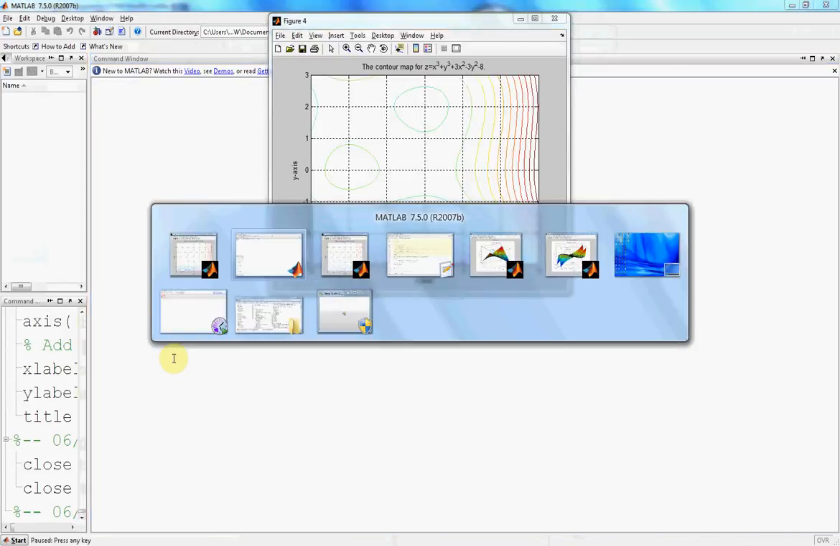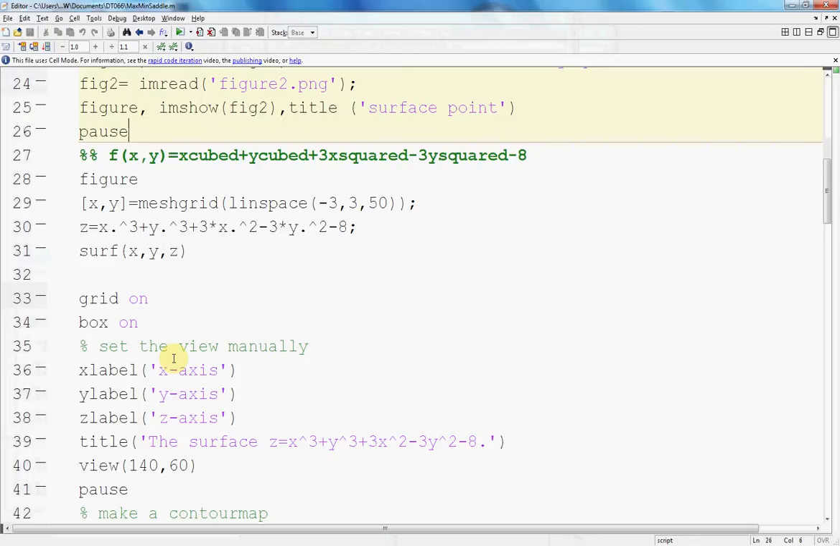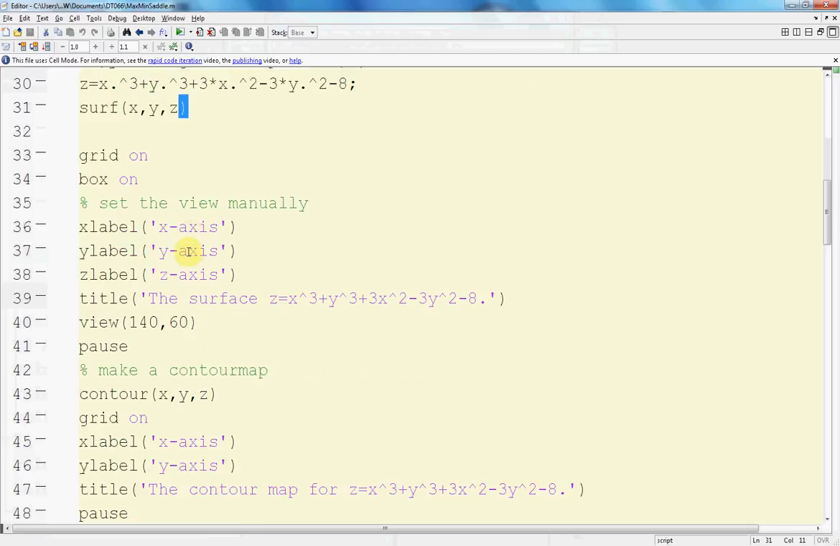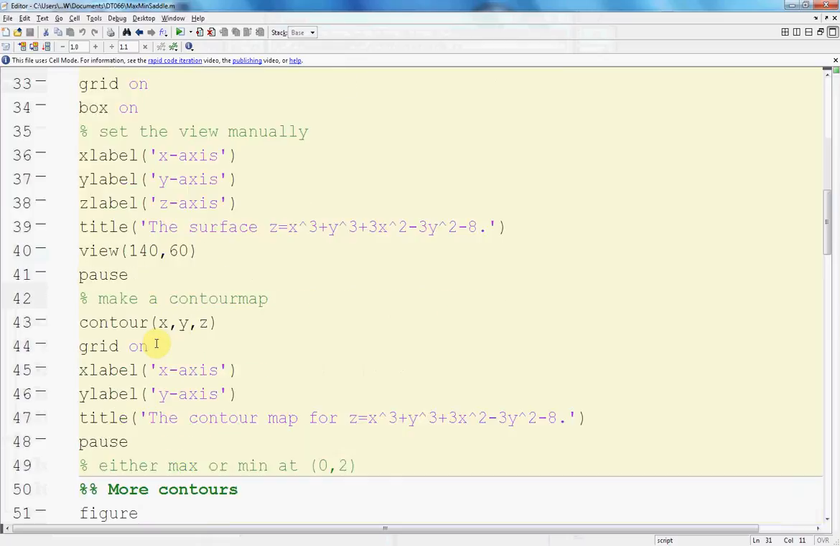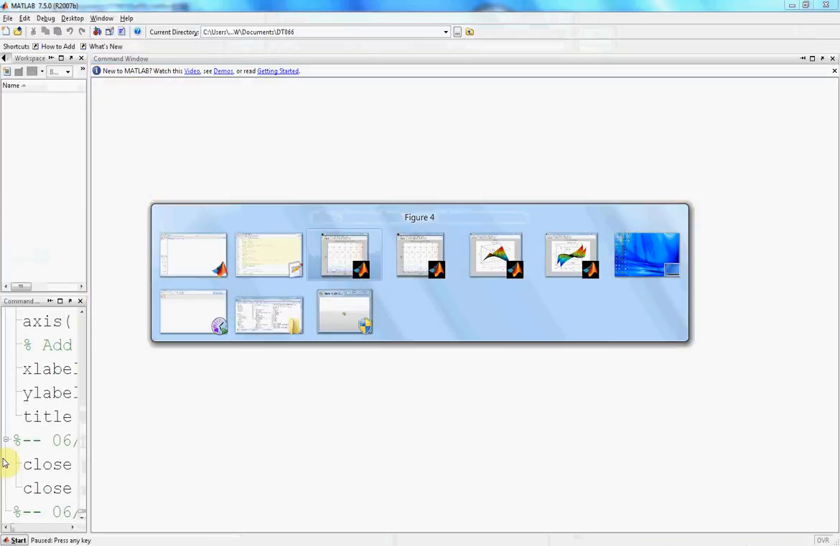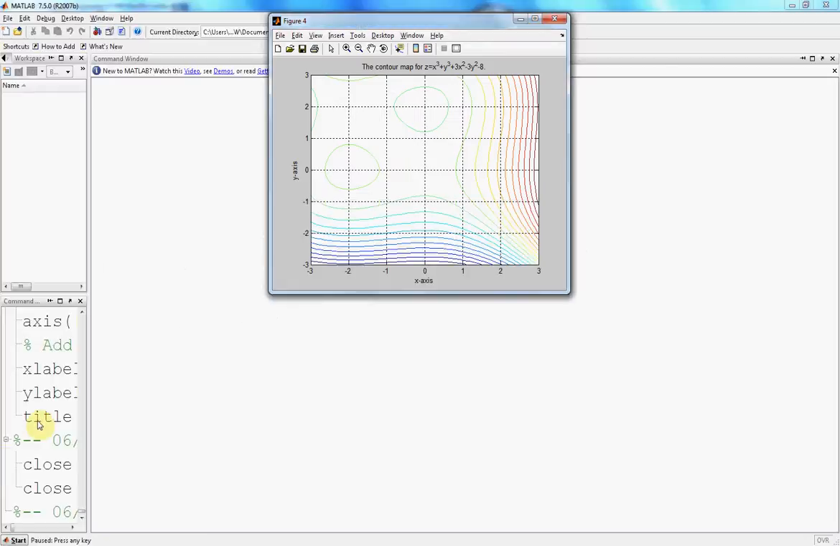And there we have a contour plot, so let's go back to there. So we did a surf command there, and then what we did was a particular view at 140/60, and the one you've just seen there, if I can find it now, that's a contour map.